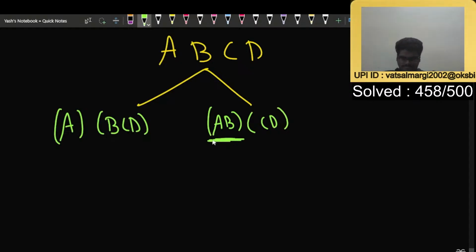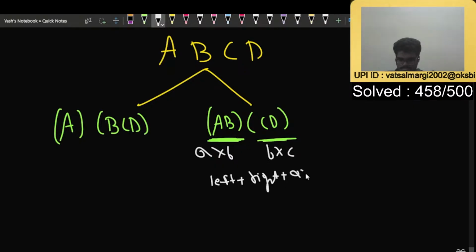So we will get some cost from the left side, from this AB multiplication, and some cost from CD as well. Suppose they have the dimensions A cross B and B cross C. In that case, my overall cost will be nothing but the left cost that I got, that is the cost for getting the product AB, plus the right cost, plus A into B into C, okay? That is how we will get the cost each and every time.